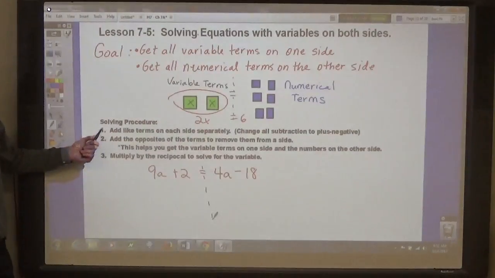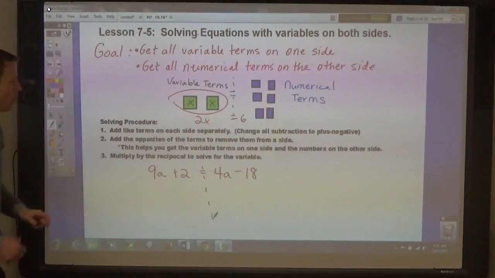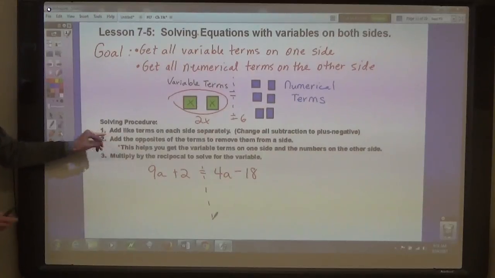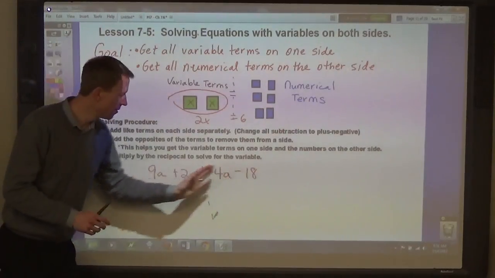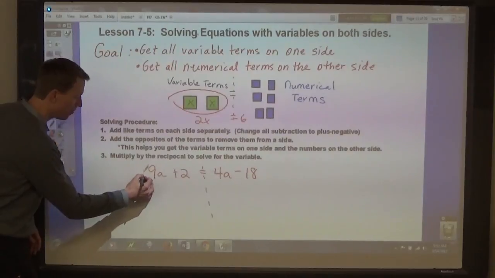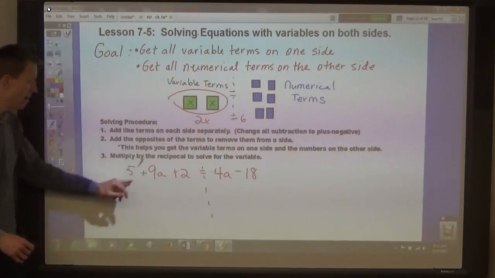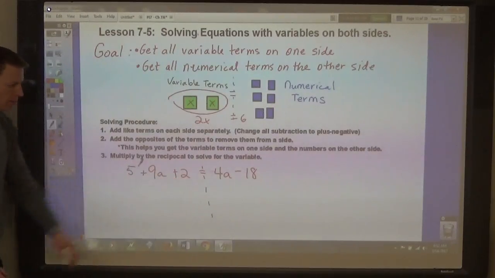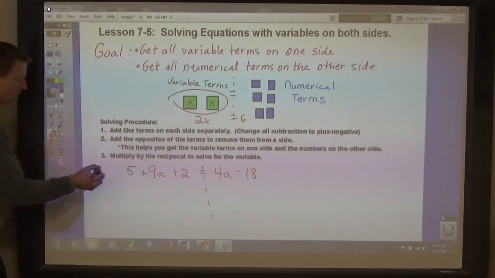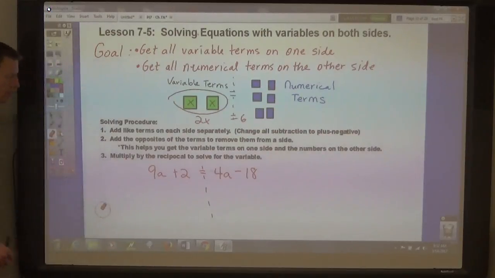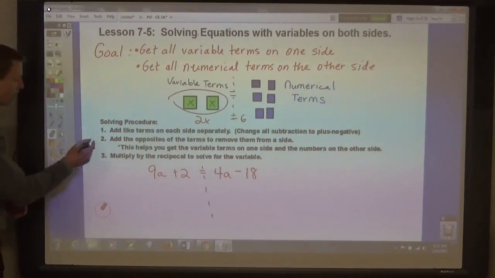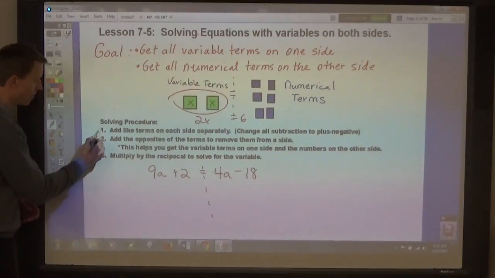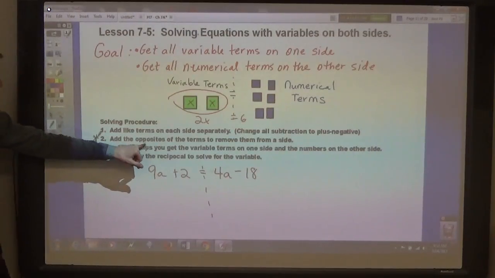So, think back to what we did before. If you have terms that are alike on each side, like if there was a 5 over here, we could add 5 and 2. We could add those like terms, right? So that's the first step whenever you're solving the equation, is to add like terms on each side separately. Then let's go on to step 2. This is the one that we're going to focus on today, and that is to add the opposites.